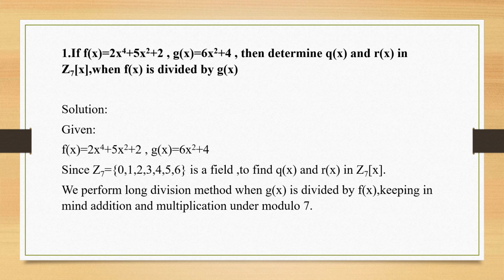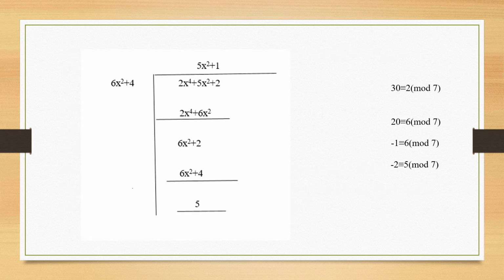Now one more restriction here is the Z7 of x. It's a field, and you know what Z7 contains? The set of numbers 0, 1, 2, 3, 4, 5, 6. So now you have to find the quotient and the remainder in Z7, which means that all the coefficients in the division process should be between 0 and 6. Let's get on to the division.